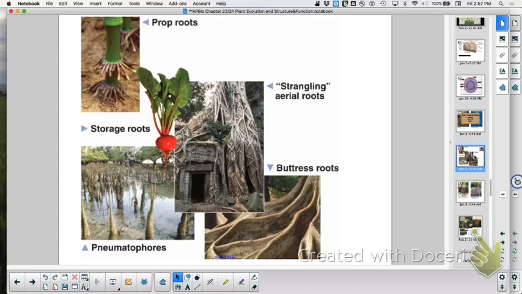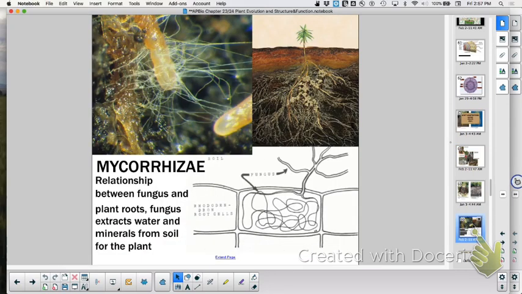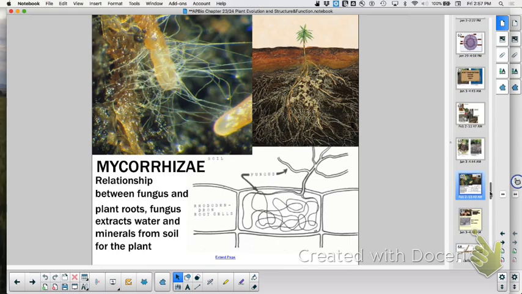Here's some other root adaptations. Buttress, storage root, strangling roots. Okay. All right. Here is a root adaptation, which you know all about. Mycorrhizae, right? So it's a mutualistic relationship.